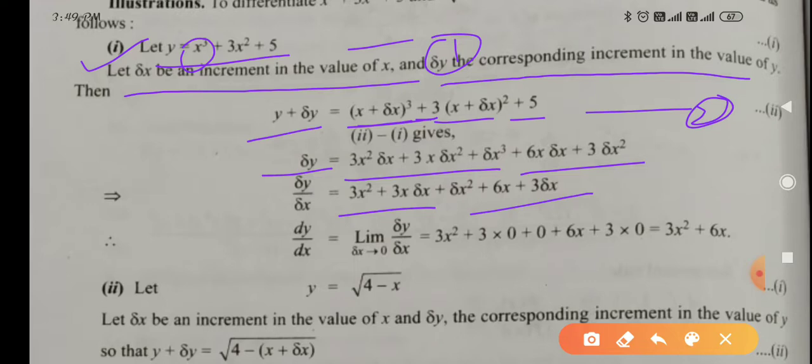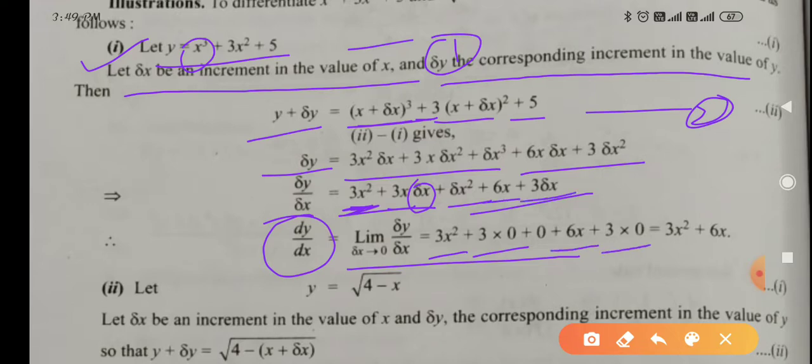Now take the limit. When you take the limit, the LHS will become dy upon dx, as I told you. In the RHS, when delta x tends to 0, in place of delta x you can put 0. 3x square stays the same, 3x into delta x becomes 0, delta x square becomes 0, 6 into x stays, and 3 delta x becomes 3 into 0. So finally the answer is 3x square plus 6x. This is the derivative of the given function by first principle.